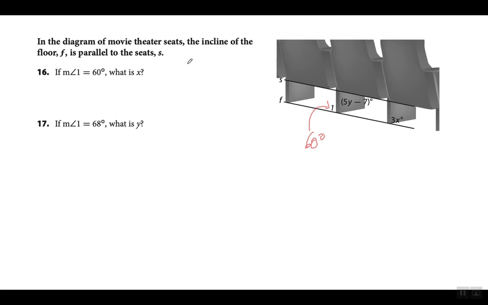Estos problemas están en la tarea. Se tratan de los asientos en un teatro de cine. Los asientos en un cine. Okay, dice que la línea S y F son paralelos. Así que si la medida de ángulo 1 es 60, ¿qué valor tiene X? Alright, so the first thing you gotta realize is I have this situation here.